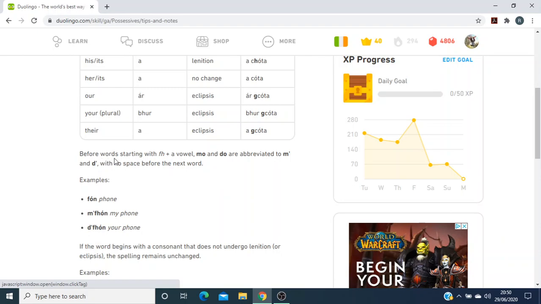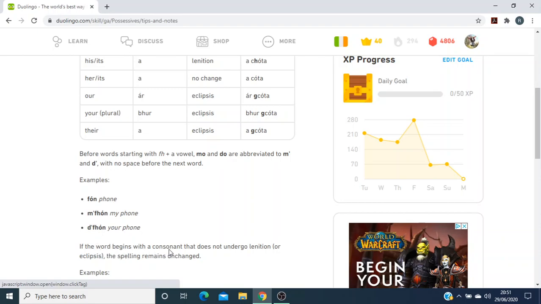Before words starting with FH plus a vowel, mo and do are abbreviated to m' and d', with no space before the next word, because the FH lenition is silent. So an example here, fón is phone, and my phone is m'fhón, and your phone is d'fhón.